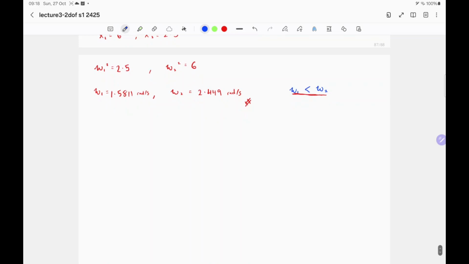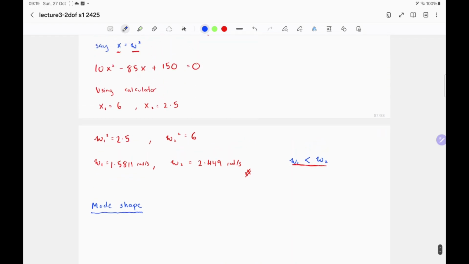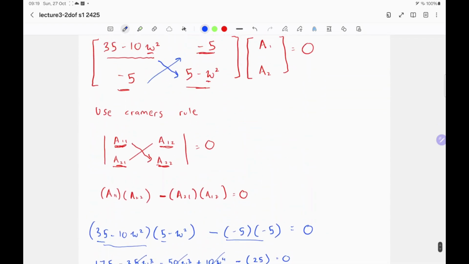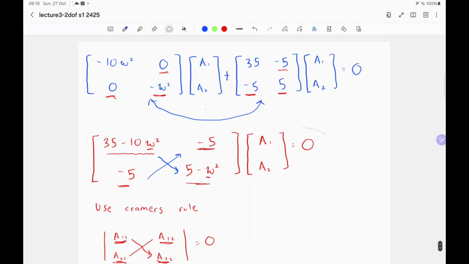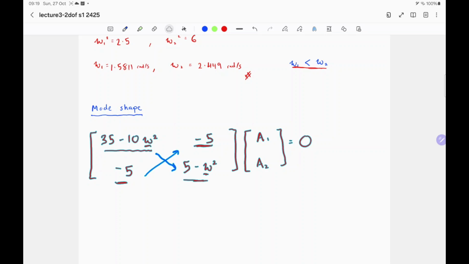Alright, now we're going to determine the mode shape. So what does the mode shape tell us? The mode shape tells us the motion of each mass as another mass is moved relative to the other. In order for us to determine the mode shape, first we need to recall this matrix.